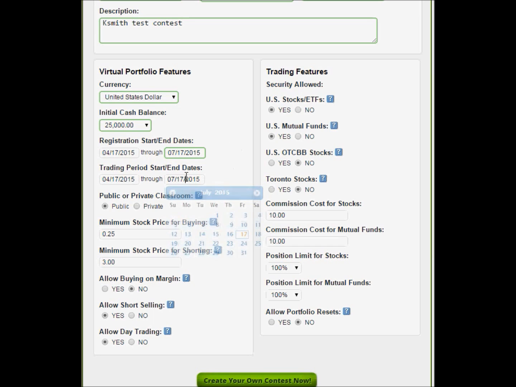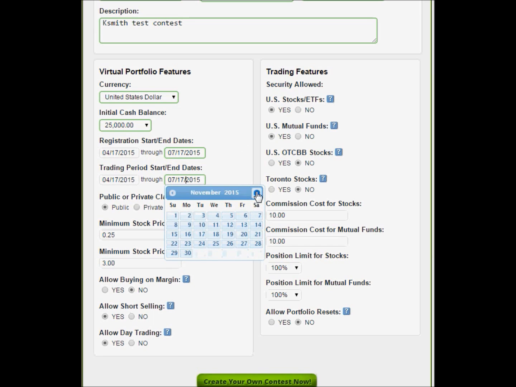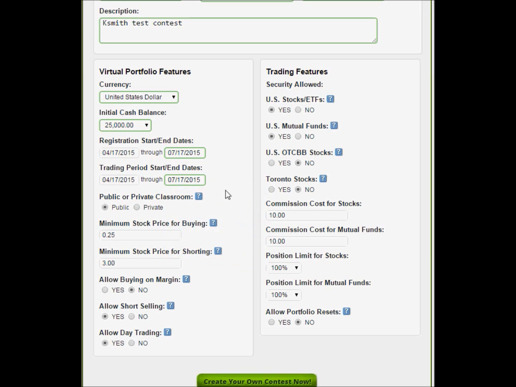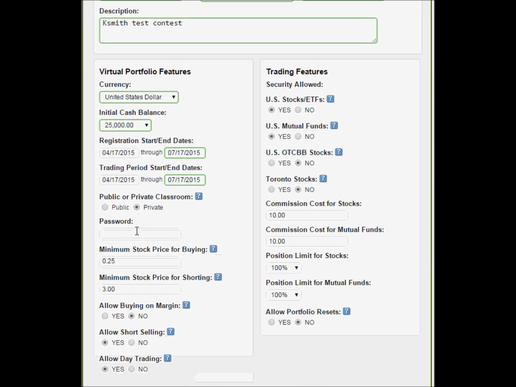The trading end dates can be any time period you want, up to 10, 15 years, anything you wish you can set it. By default, it's 3 months in the future. A public or private contest determines who can join your contests. With a public contest, anyone who clicks the join button will be able to join. With a private contest, you'll have to input a password. It can be any number of characters you want, but someone will need to know the password in order to join your contest.